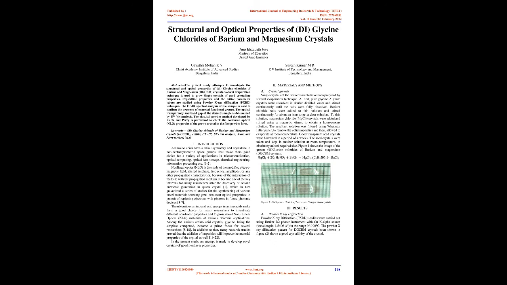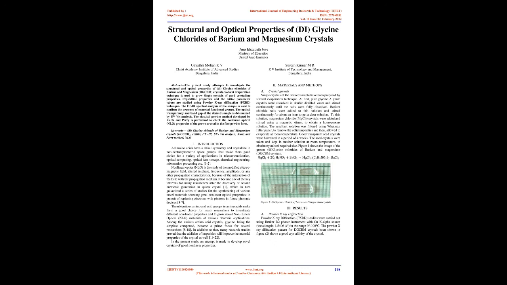It became one of the key interests for many researchers after the discovery of second harmonic generation in quartz crystal 1, which in turn galvanized a series of studies for the synthesizing of various novel materials showing great nonlinear optical properties, in pursuit of replacing electrons with photons in future photonic devices 3–7. The ubiquitous amino and acid groups in amino acids make them a good choice for many researchers to investigate different nonlinear properties and to grow novel nonlinear optical, NLO, materials of various photonic applications.